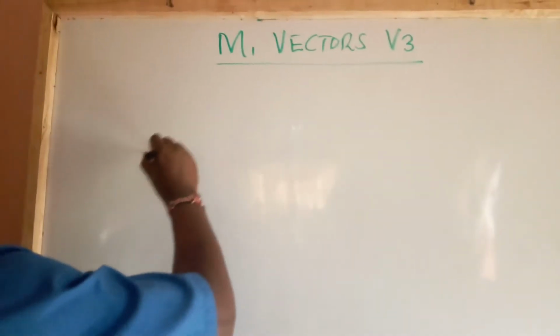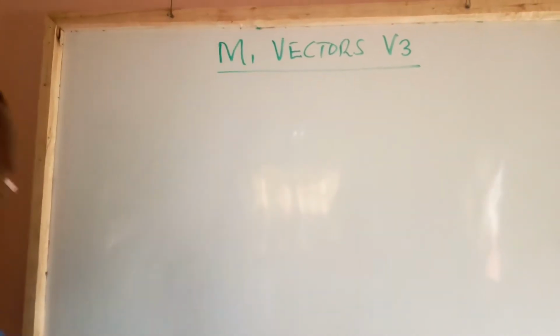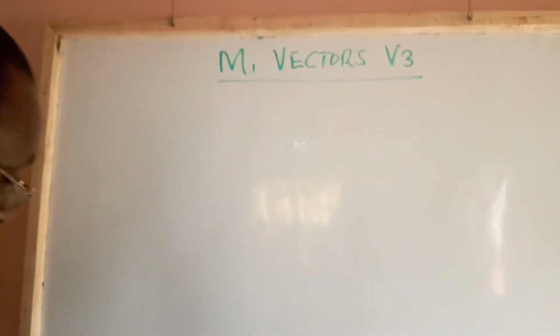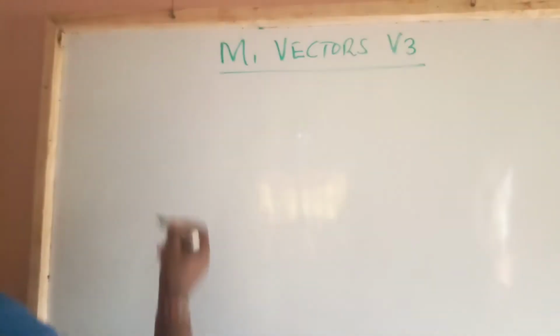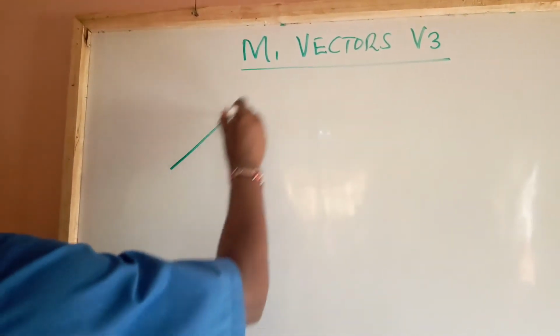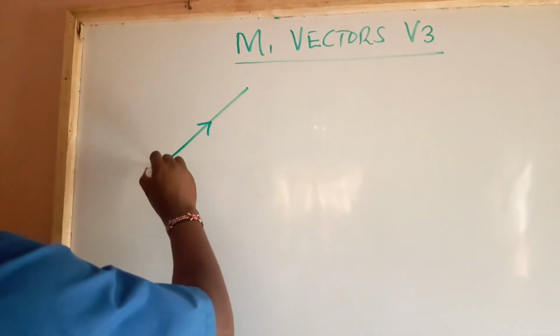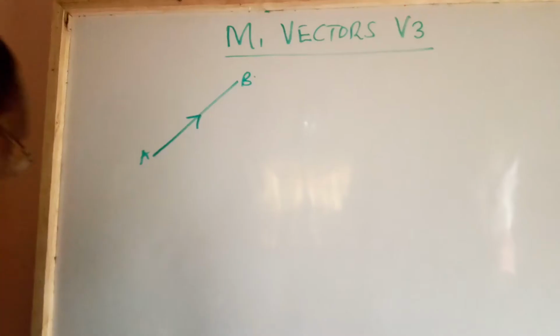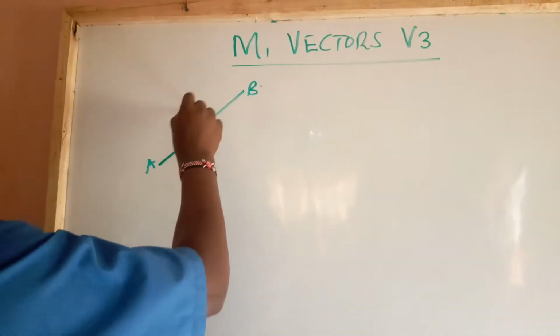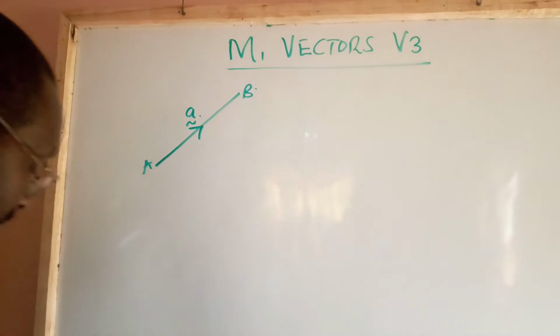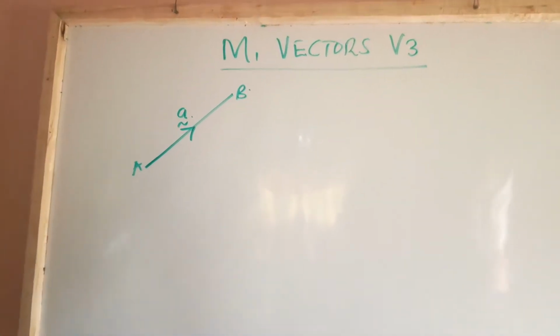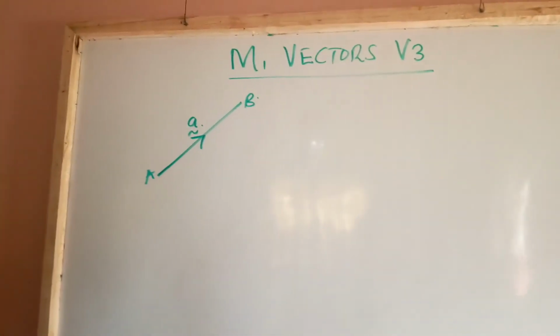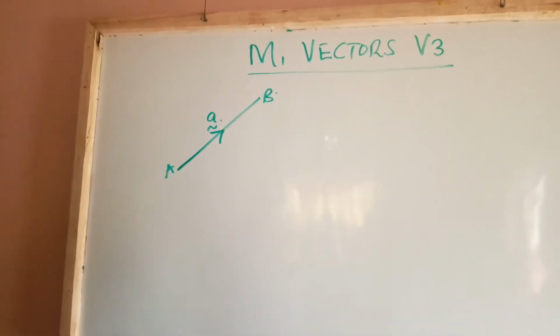Of course, when you have a line that is connecting point A to point B, then you can call that vector A, and the magnitude of the line, or the size of the line, is the magnitude of vector A.